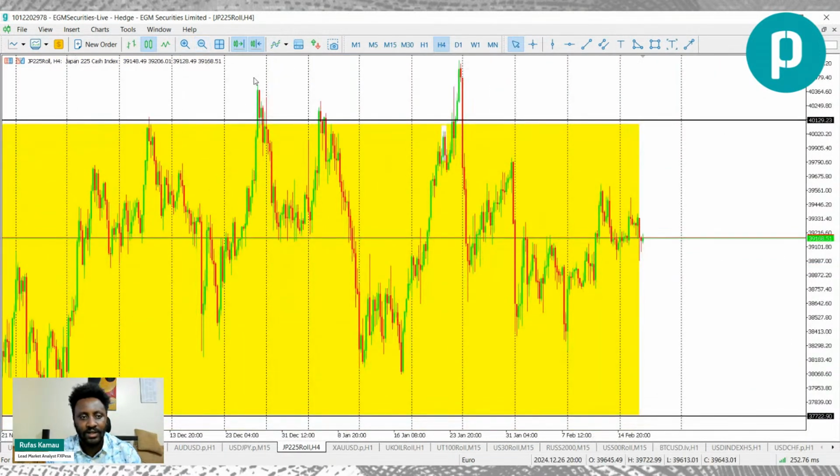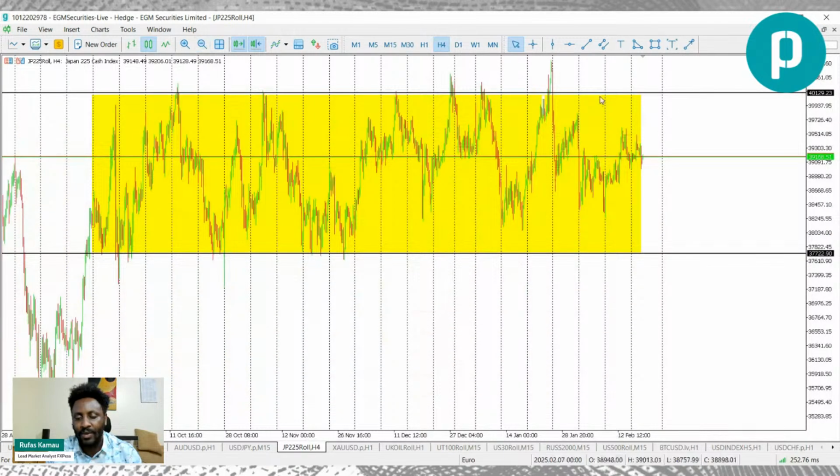So Nikkei 225 index still remains within this range. So it's something we have been tracking with opportunities appearing on each edge. So right now we are closer to the middle. So no opportunities for now.